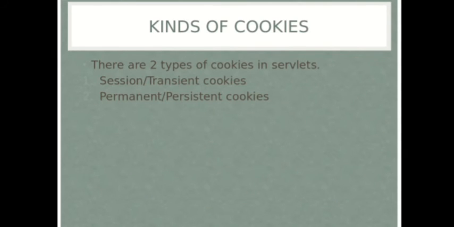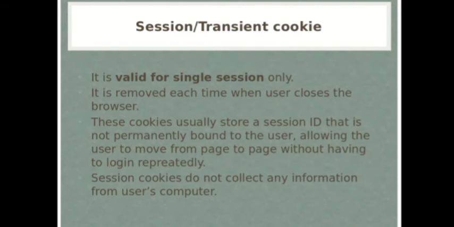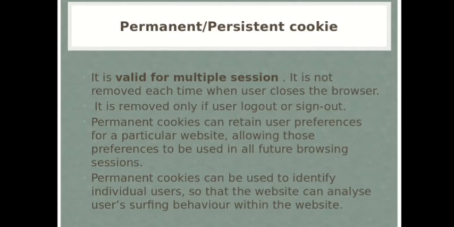Then we have seen the types of cookies: session cookie and permanent cookie. A session cookie, or transient cookie, is available for the particular session. After that, the cookie is removed when the user closes the browser. That means it is valid for only a single session, where a session ID is assigned temporarily, and it does not collect any information from the user's computer.